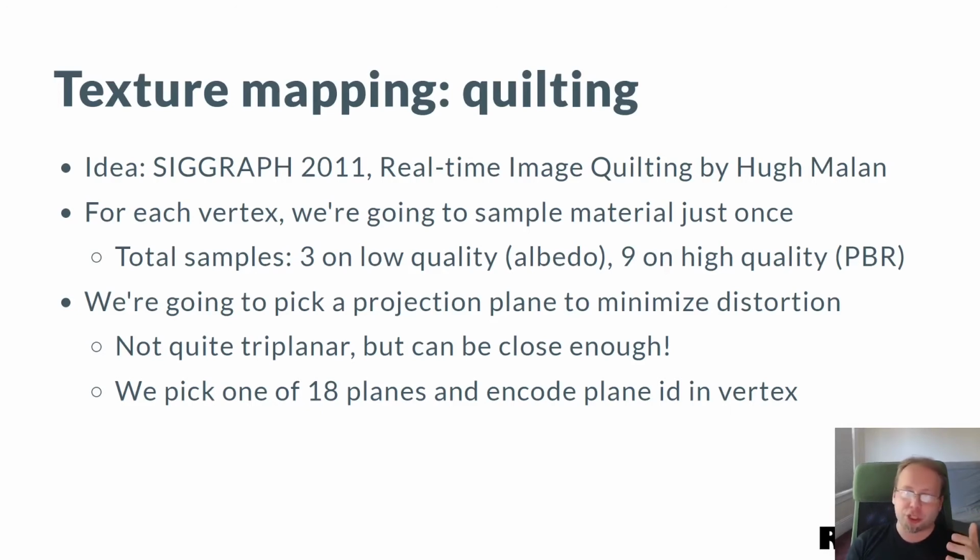Well, we need to pick a projection plane, or the most obvious way to do this is to pick a projection plane. And we pick one per vertex to minimize the distortion. This doesn't result in triplanar mapping, but it can result in something reasonably close to triplanar mapping if you're careful in your plane selection. We could store a full plane equation, but instead we store a plane index, and we just have 18 fixed planes.